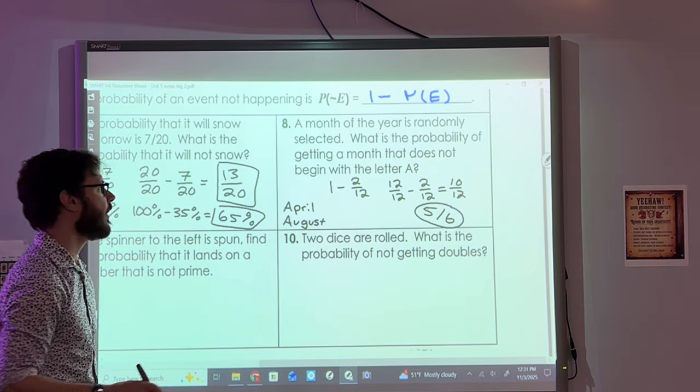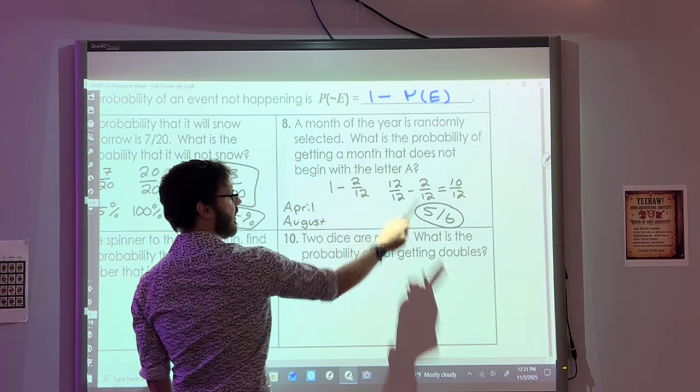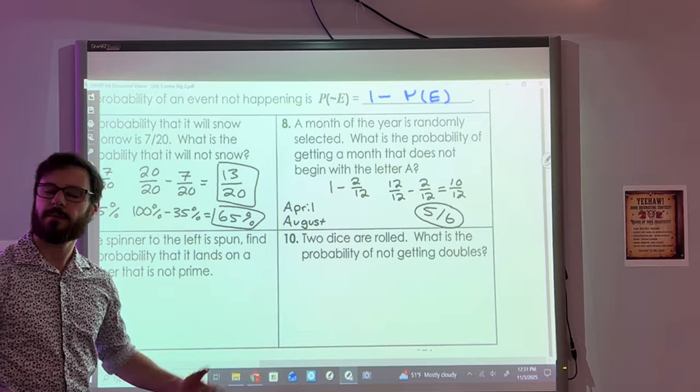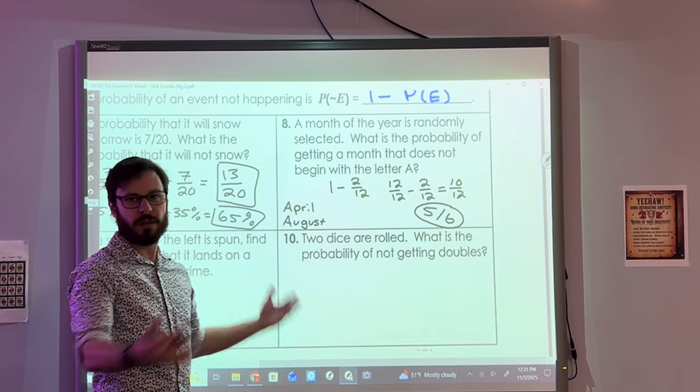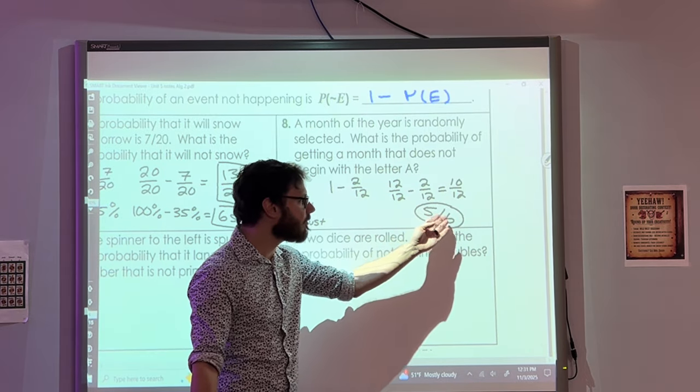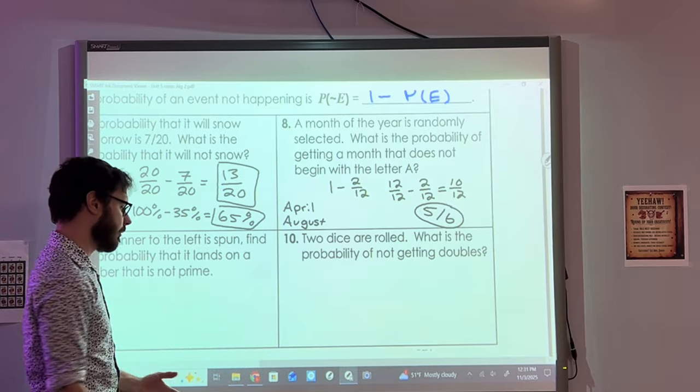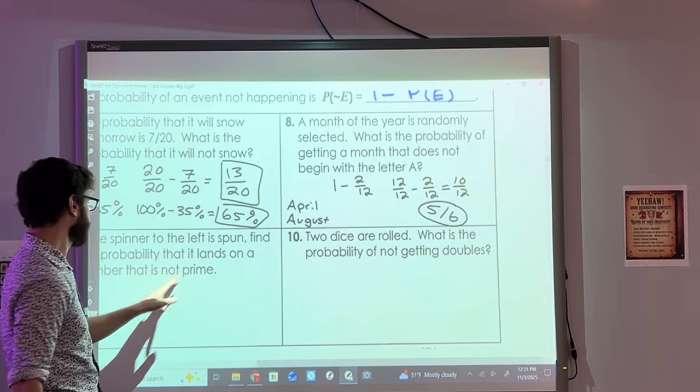Okay, so if I randomly pick a month that does not begin with A, 5 out of 6 times, that makes sense because most of the months don't begin with A. So most of the time, I'm not going to get an A.